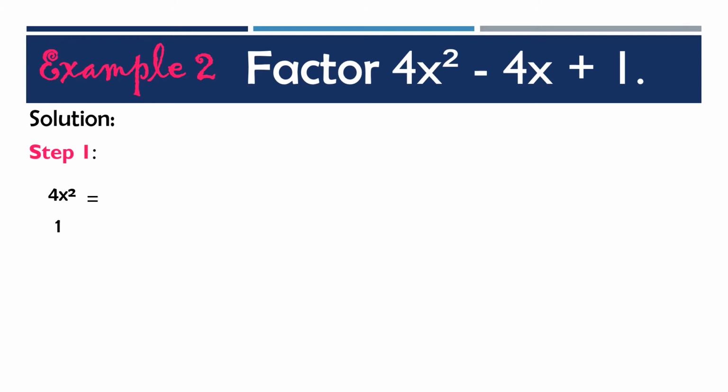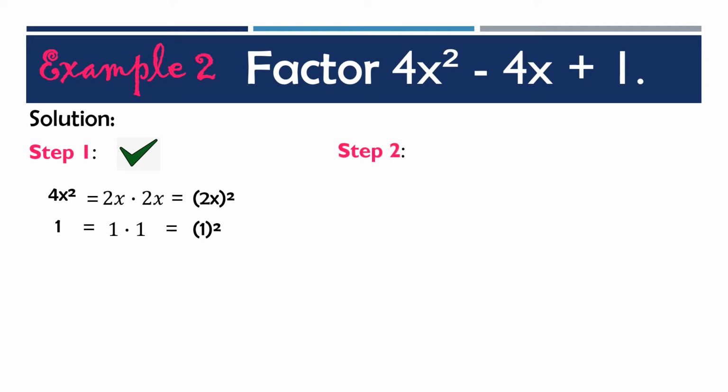4x squared can be factored out as 2x times 2x. Therefore, it can be written as the quantity of 2x raised to 2. Then it is a perfect square. How about the quantity 1? You can express this one as the factors 1 times 1. Therefore, it can be written as the quantity 1 raised to 2. Then the two terms are perfect squares.